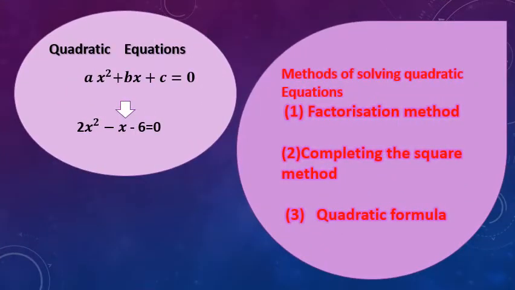So let us again come to the recapitulation of the concept of quadratic equation. As we know, a quadratic equation is written as ax square plus bx plus c equals 0. It is the standard form of a quadratic equation. Here the variable x has the highest power 2. That's why it is a quadratic.